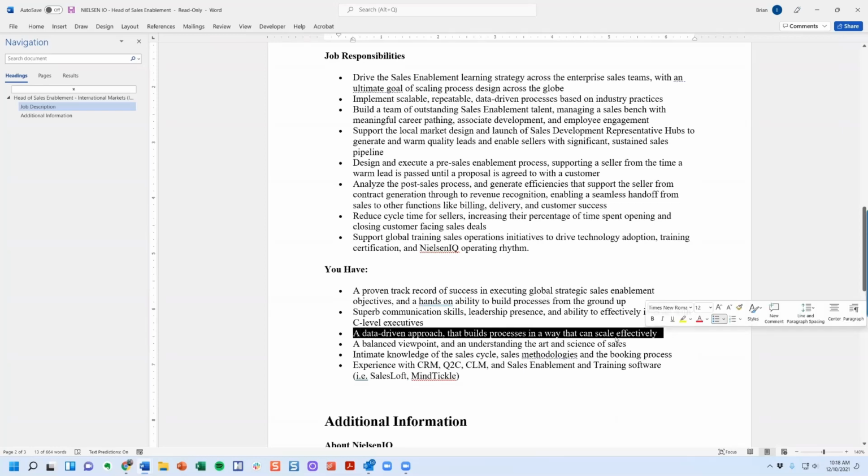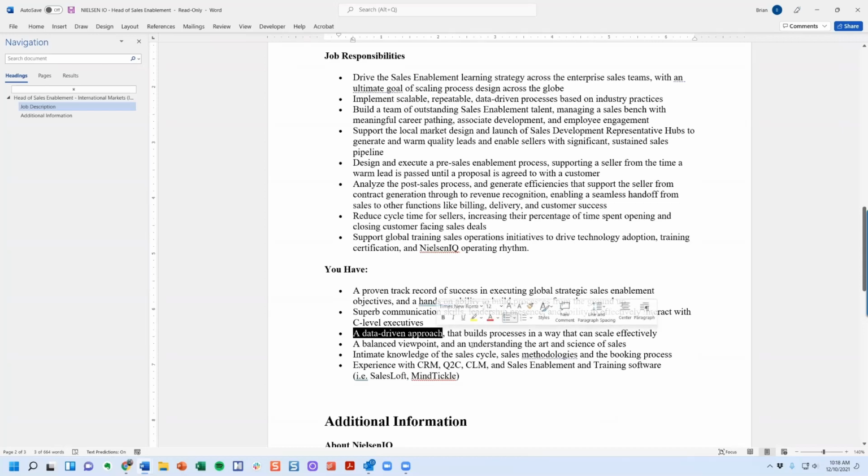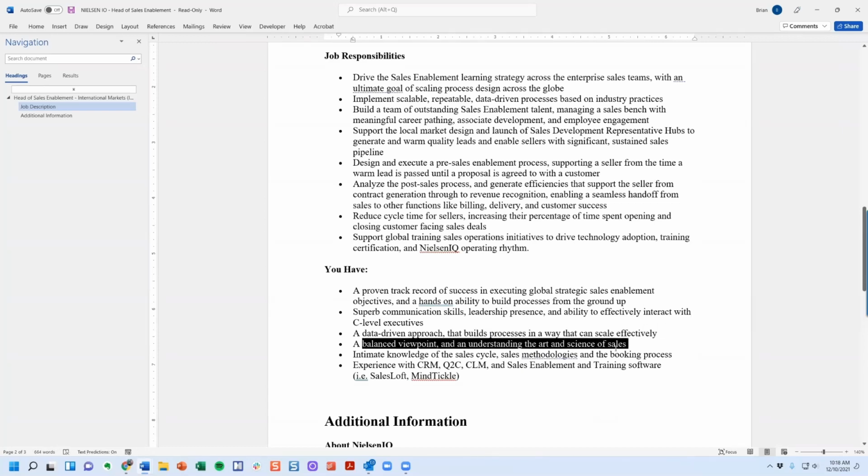the data-driven approach. This is more about you've got a position, an approach, and a roadmap and a journey, and talk about the processes, a balanced viewpoint and understanding the art and science of sales. Sales is an organic thing. Sales is organic. We're talking about people and conversations. At the same time, there's a mechanical piece to this with process. That's the yin and the yang. You've got to balance that.